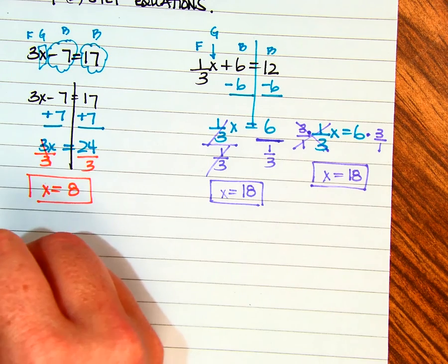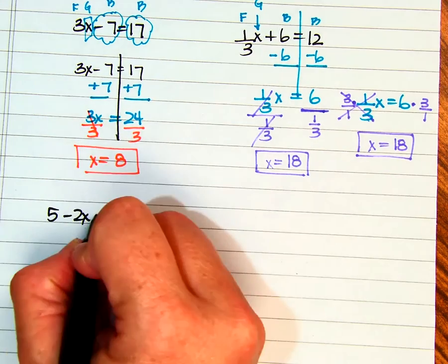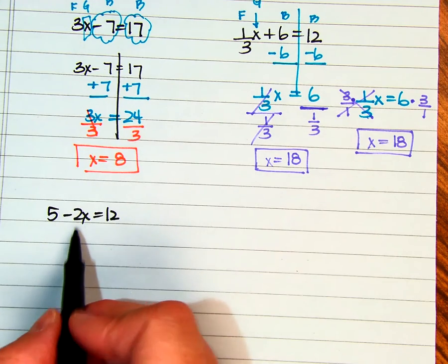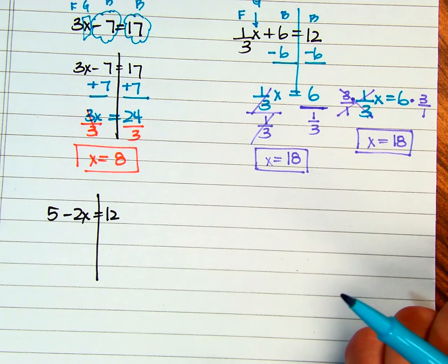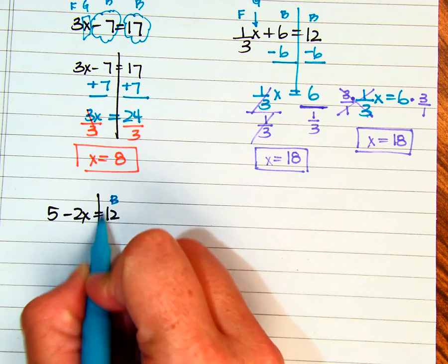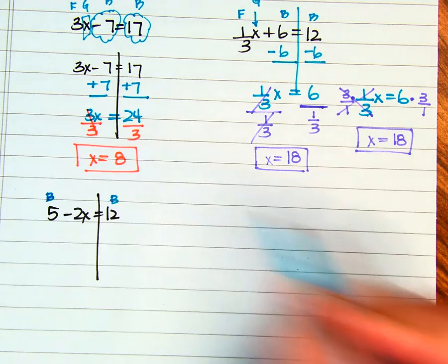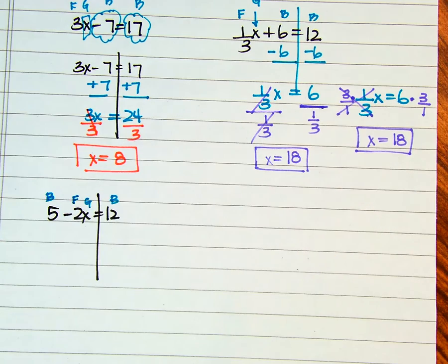Let's do one more of those. 5 minus 2x equals 12. Ask yourself which one's the good guy, which one's the bad guy, which one's the friend. The bad guy is the number all by itself. This is the number all by itself. Good guy and a friend.